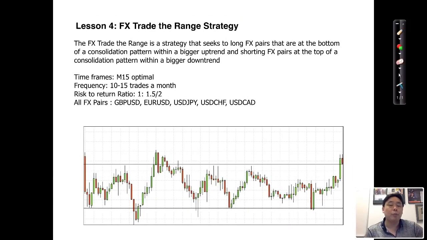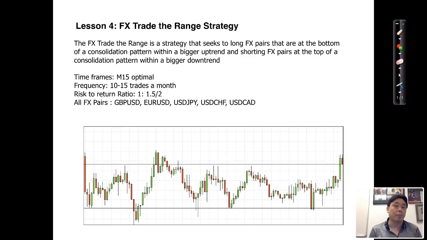Finally, in lesson 4, you'll be learning the trade the range strategy. There are many traders out there who do well when a currency pair is in a very clear range, on an uptrend or on a downtrend. But whenever the currency pair moves sideways in a very choppy behavior, many traders tend to miss out on opportunities. They say, I can't trade, it's so hard to trade. But I'll show you a system of how to be profitable when the price is moving sideways in a very clear consolidation pattern.